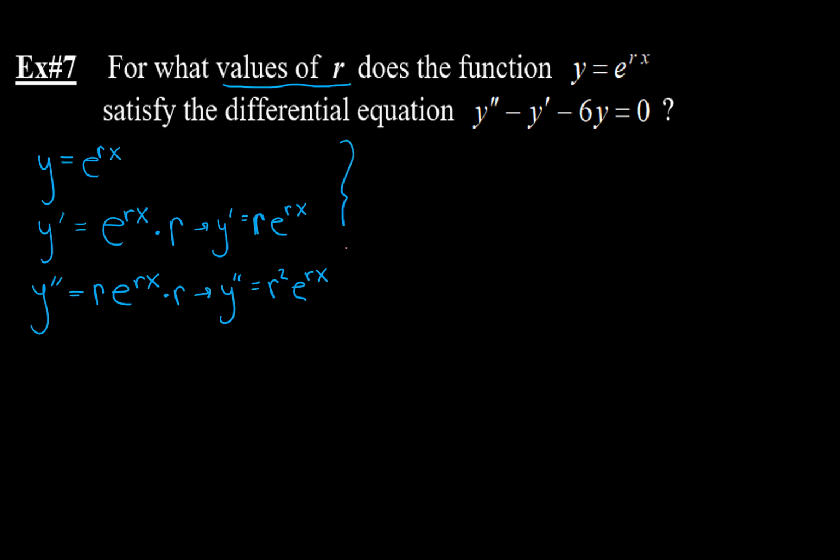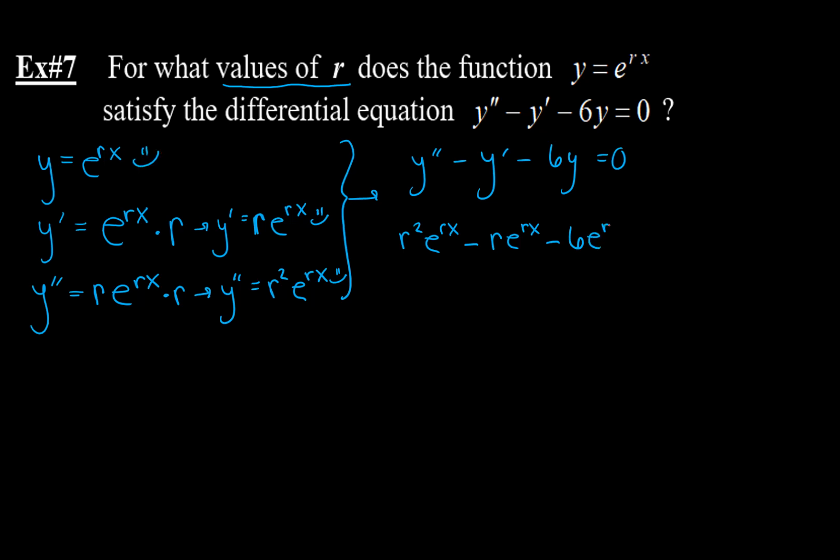So I'm going to plug these into y double prime minus y prime minus 6y equals 0. So y double prime is r squared e to the rx, minus y prime, that's r e to the rx, minus 6y, and y is this one, so it's 6 times e to the rx, equals 0.